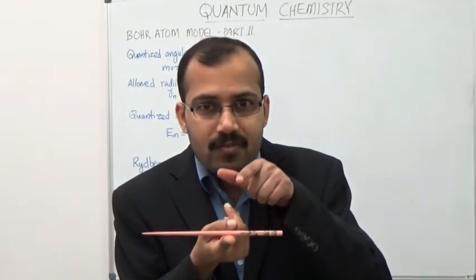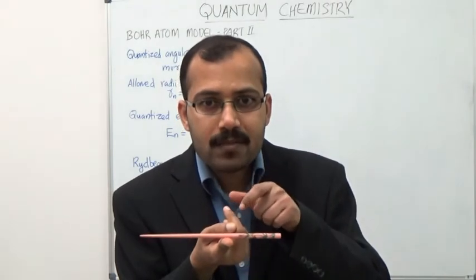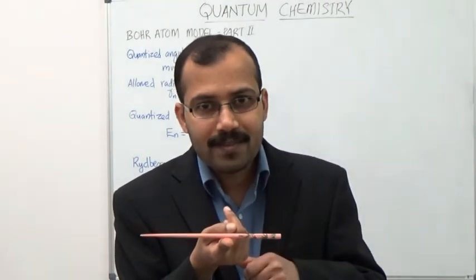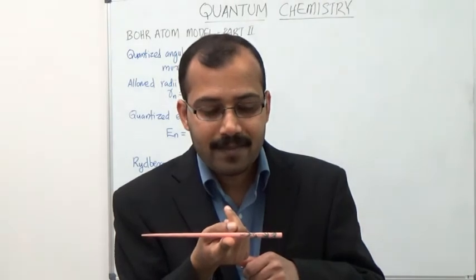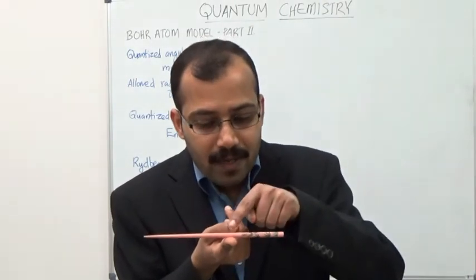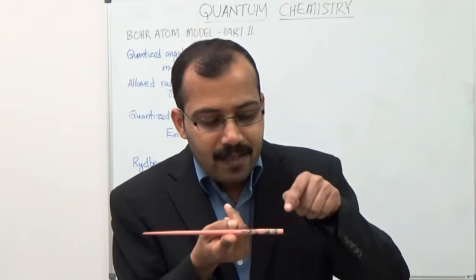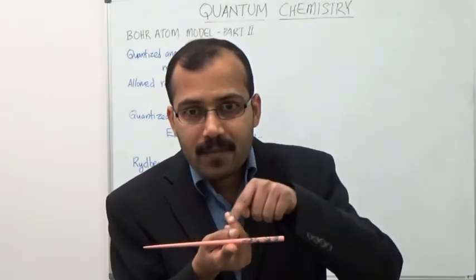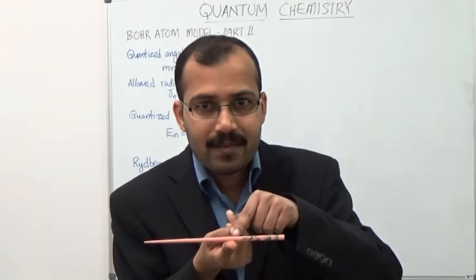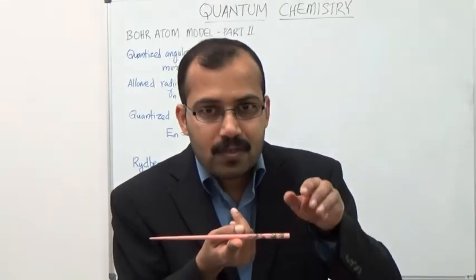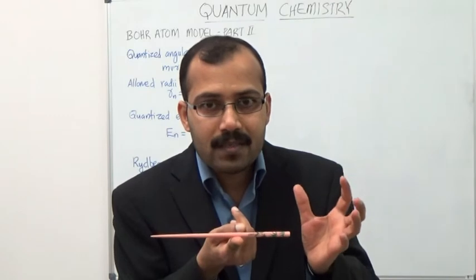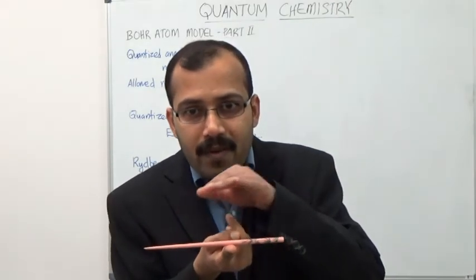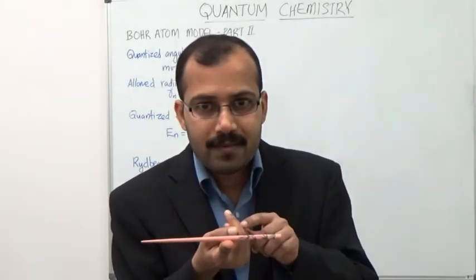My finger is just below the center of mass of this chopstick. The center of mass. And this point is close to the thicker end and far away from the thinner end. So the center of mass is close to the higher mass end and away from the lower mass end.